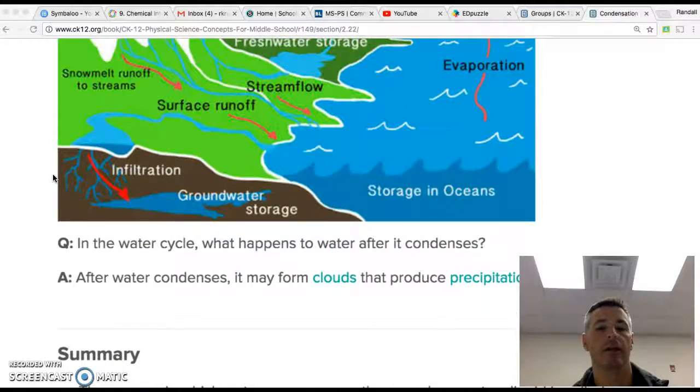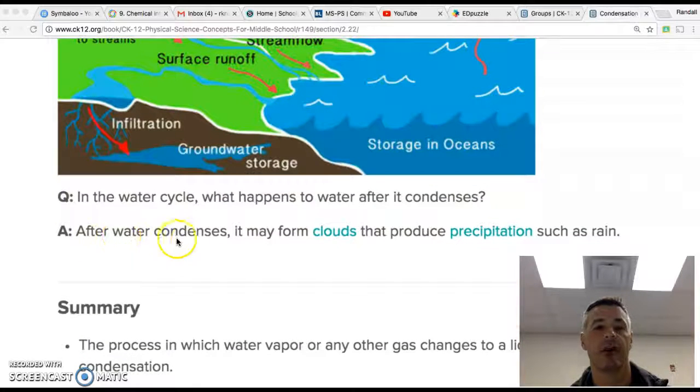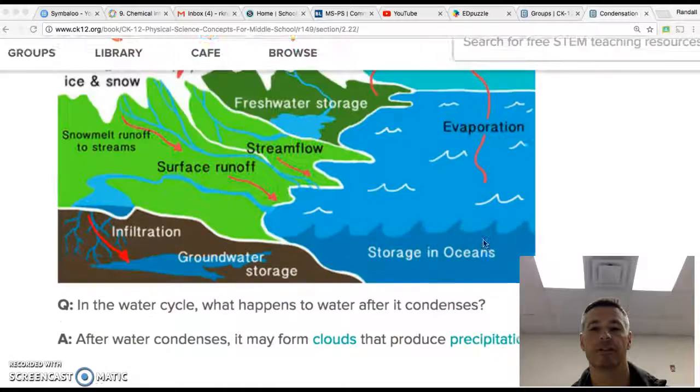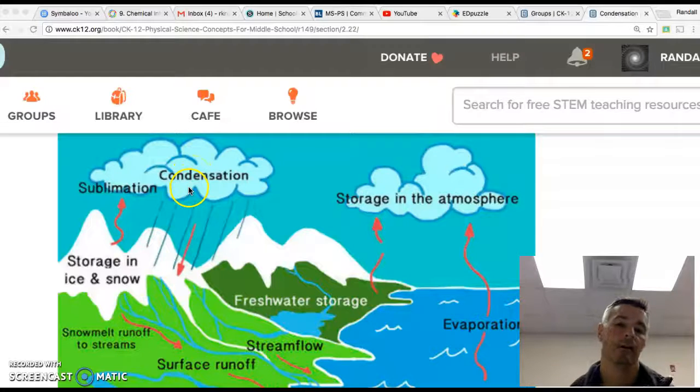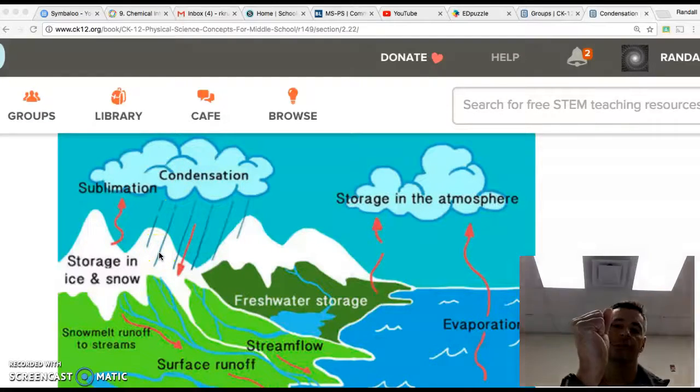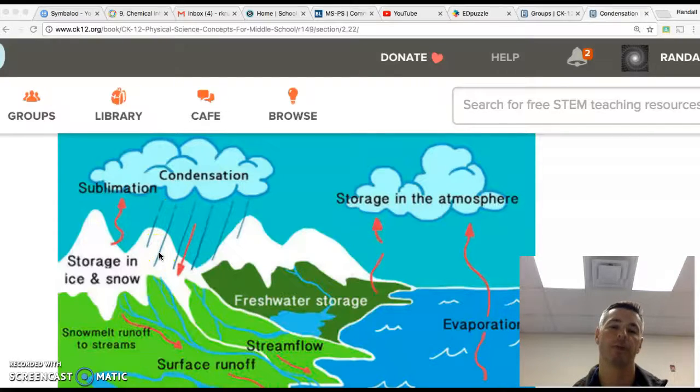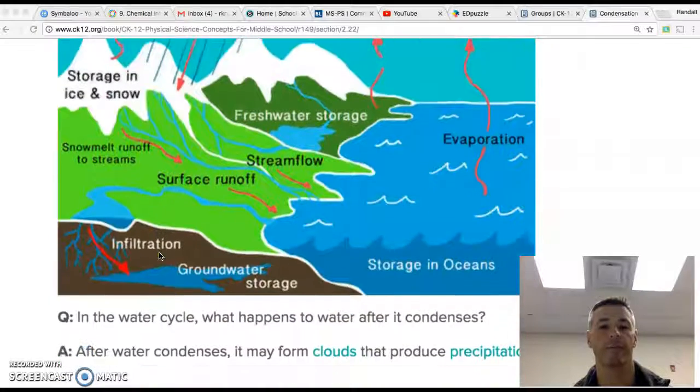Question. In the water cycle, what happens to the water after it condenses? After water condenses, it may form clouds that produce precipitation such as rain. So after we have condensation, in the form of a cloud in this picture, it may condense to a certain point where the particle gets so heavy that it falls as rain, sleet, snow, or hail.